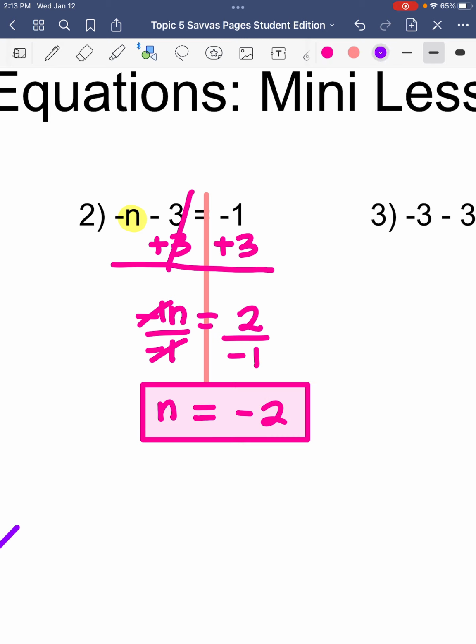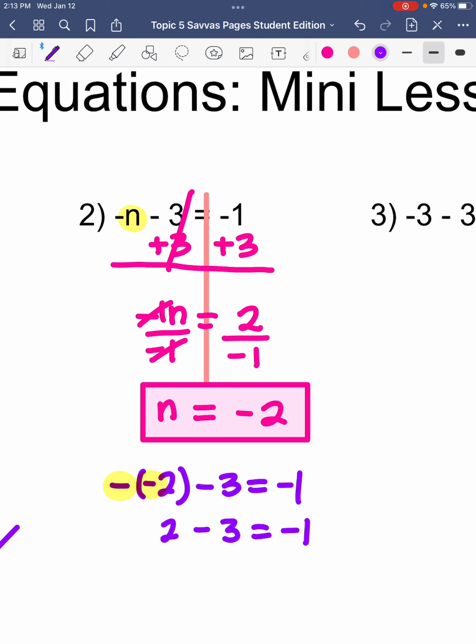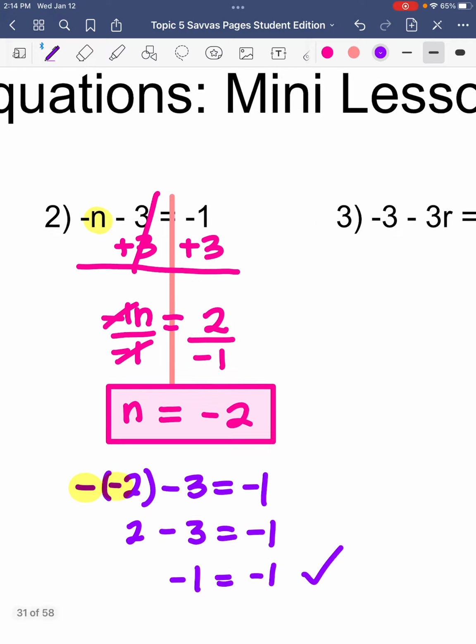Now to check it, I just simply plug that in. So I have -2 minus 3 equals -1. Okay, so now remember, when you have two negatives next to each other, that's really a positive. So I really have 2 minus 3 equals -1, and 2 minus 3 is indeed -1, so -1 equals -1, same number on both sides, so I know that my answer is correct.